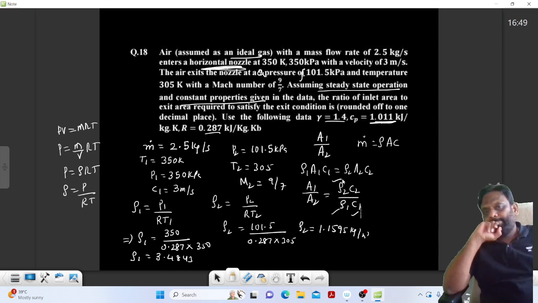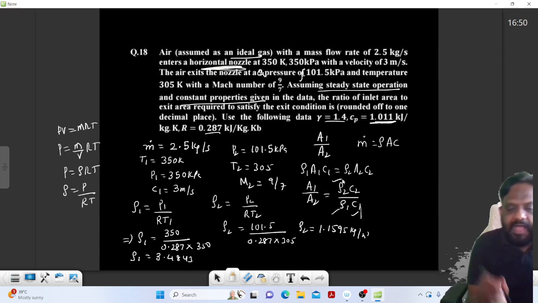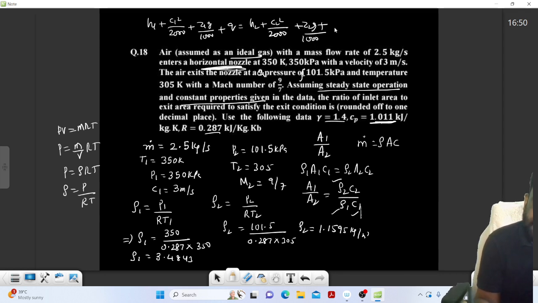We need C2. How will we find it? Some students said steady flow energy equation. Okay, apply the steady flow energy equation: H1 plus C1 square by 2000 plus Z1 g by 1000 plus Q is equal to H2 plus C2 square by 2000 plus Z2 g by 1000 plus W.